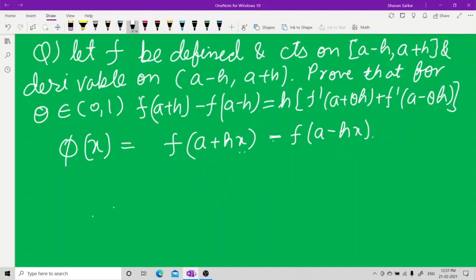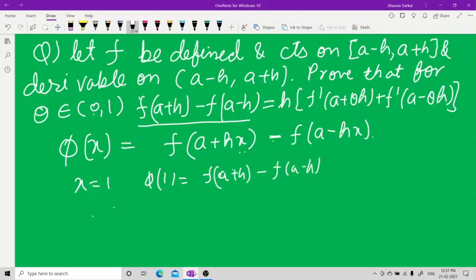You have to select phi x in such a manner that this condition is satisfied at x equal to 0 and at x equal to 1. Now when I put x equal to 1, phi of 1 will give me f of a plus h minus f of a minus h, which is basically this. And at x equal to 0, phi of 0 will give me f of a minus f of a, and that is 0, and this is fine. That's why I have selected this function in this manner.